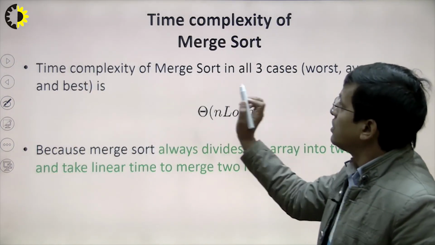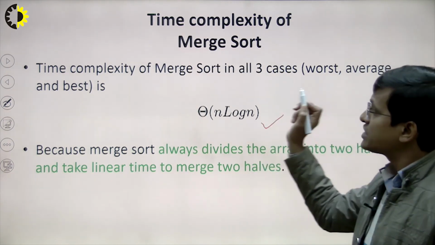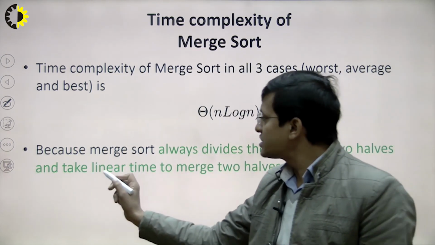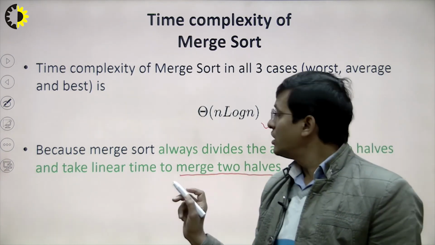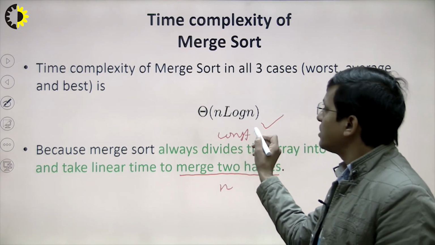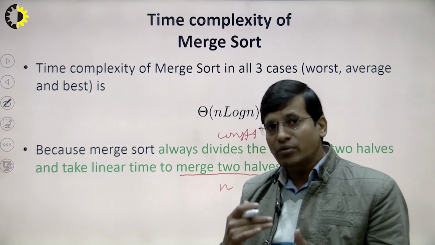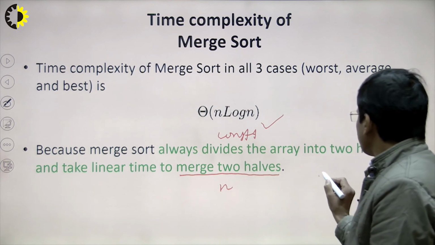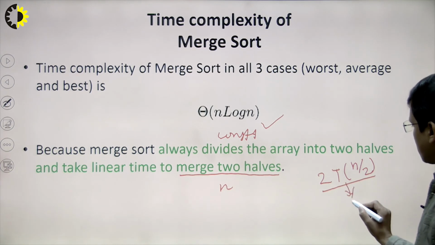Now the overall time complexity of merge sort is n log n in all three cases: worst case, average case and best case, right? Because merge sort always divides the array into two halves and takes linear time to merge, because the merging function takes only n time, and division takes constant time. The conquer strategy means we have divided this problem and now find the solution of the divided problems, so the time taken is 2 times T(n/2). And this gives n log n time.